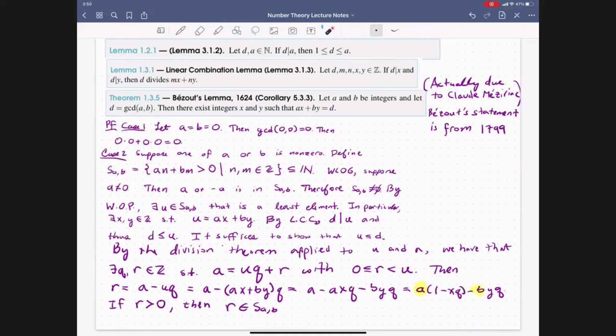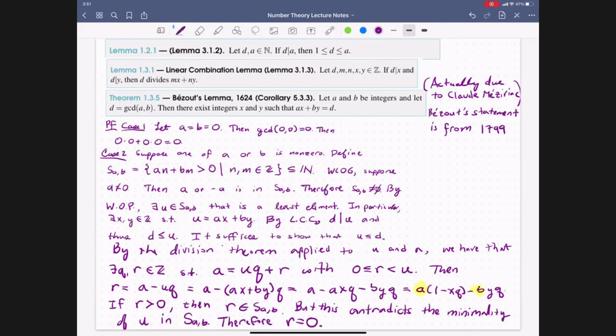Well, let's go back to how we set up the argument. We got R from the division theorem. And the division theorem told us, by construction of it, that R is less than U. This is a big problem. Because now we have a contradiction of minimality. So this contradicts the minimality of U in S sub A comma B, therefore R must be 0.